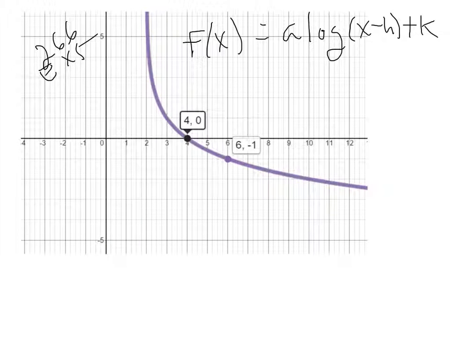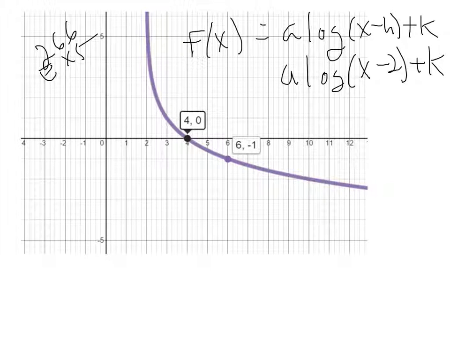So I'm going to write a times the log of x minus 2 plus some k, some vertical stretch. I don't know what that is. I also see that instead of the log function going up like this, it's been reflected around the x-axis, so I know my a is going to be negative. I'll leave it positive for now, but I know I'm going to have a negative answer there. So what else do I know?